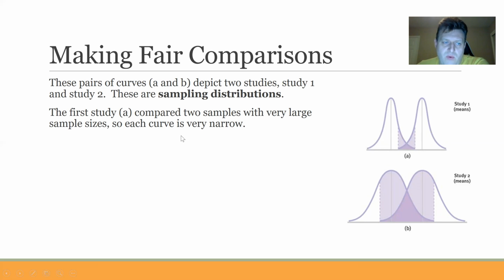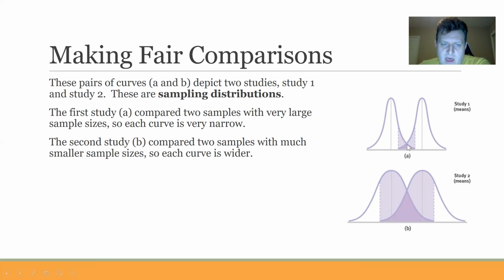The first study compared two samples with very large sample sizes, so the sampling distribution is very narrow. In the second study, we have two samples with much smaller sample sizes, so each curve is wider. But we want to see if these studies are actually finding the same thing. Right now, we might reject the null hypothesis for A and retain the null hypothesis for B, and we would think, oh no, we came to a different conclusion. Which study is right?